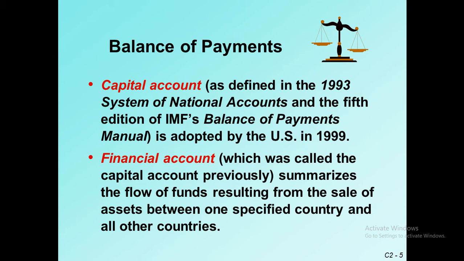Next is the financial account, which was called the capital account previously. It is the old form of the capital account. It summarizes the flow of funds resulting from the sale of assets between one specified country and all other countries. What are these assets? Government assets, direct foreign investment, or foreign direct investment, which we call FDI, and investment in securities. The organizations which invest in foreign securities will be recorded in the financial account. Foreign direct investment is also recorded in the financial account. You better know about foreign direct investment. Foreign direct investment is the capital flow.